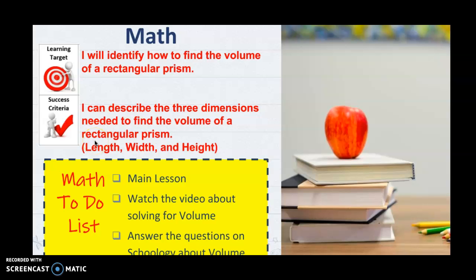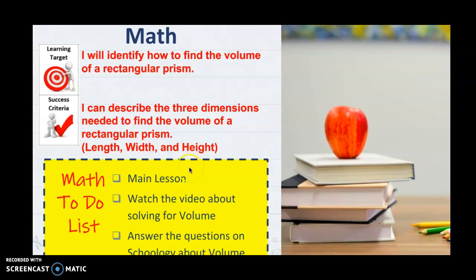Next is your success criteria. I can describe the 3 dimensions needed to find the volume of a rectangular prism: length, width, and height. Now you're probably thinking, wait, we already talked about this before we left. I know, this week is used for a review of concepts that we've already talked about and we've learned in class. So I'm really interested to see what you say and what you find out about volume.